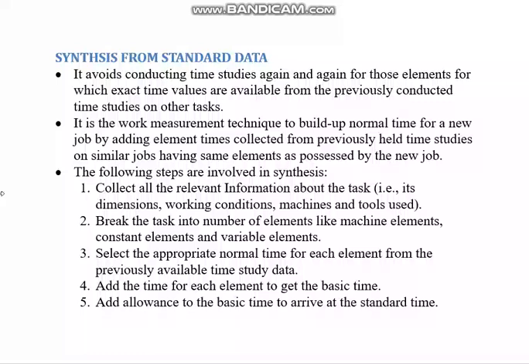If it is from past experience and some synthetic data, then that is analytical estimating. And if the timings are taken from a film, from very small micro motions, that is PMTS. That's all. Only this third step varies. Then the fourth is to add all the times to get the basic time. Then the fifth is to add allowances to the basic time and you get the standard time.